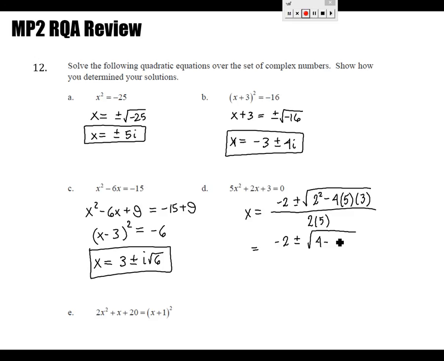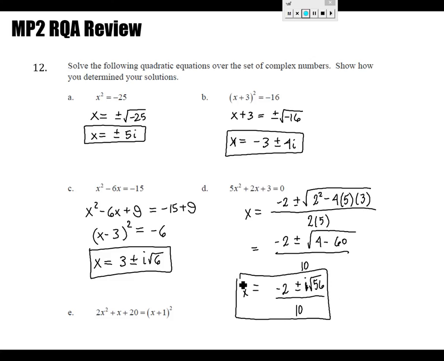20 times 3 is 60. Four minus 60 is negative 56, so we'll have an i root 56 over 10. You could actually simplify that a little bit. 56 is, nope, just kidding, you can't really, that's good. That's a great way to leave your answer.